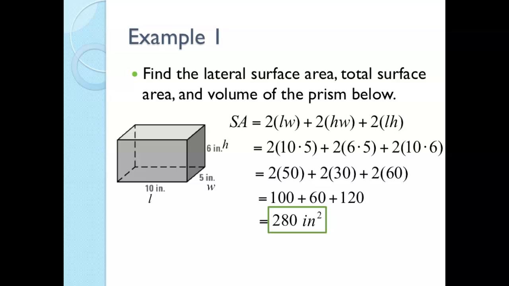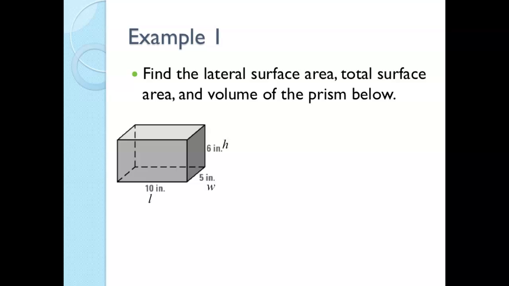All right, lastly, we need to find the volume of this prism, and that is going to be length times width times height. So this will be 10 times 5 times 6, which is equal to 300. And since we're finding the volume, this is going to be 300 cubic inches. All right, let's take a look at example 2.